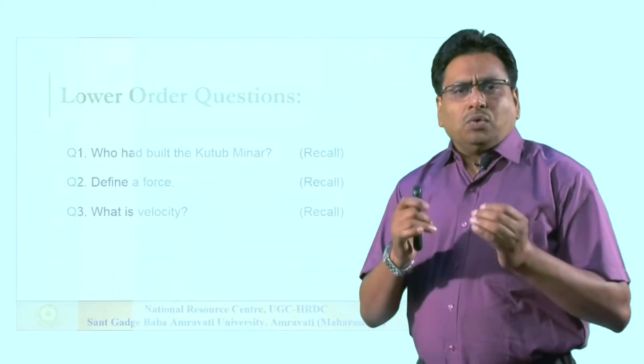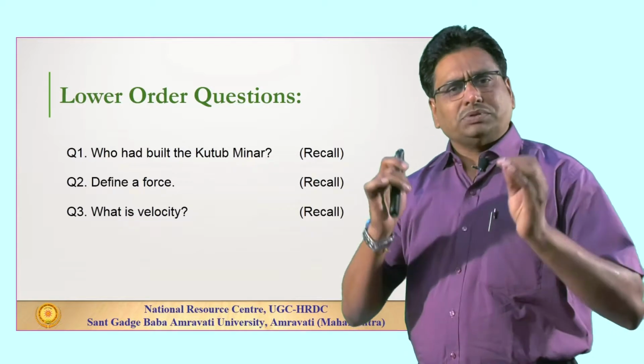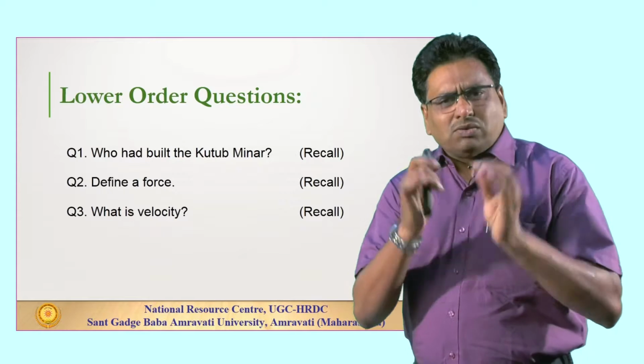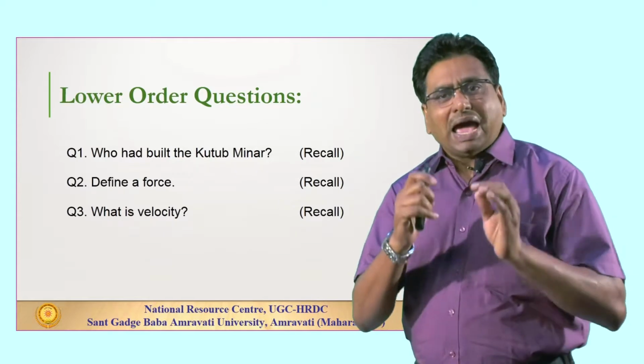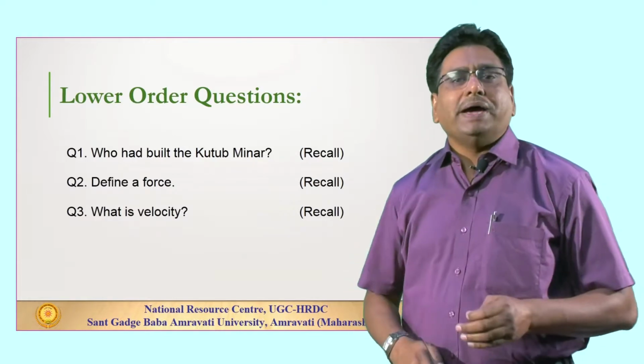Lower order questions. Lower order questions involve reproduction of the learned facts in the shape of verbal answers. In these questions, students recall facts and respond to the questions. For example, question number 1, who had built the Qutub Minar? Question number 2, define a force. Question number 3, what is velocity? These three questions imply that students' answers are from existing knowledge and are not expected to modify.